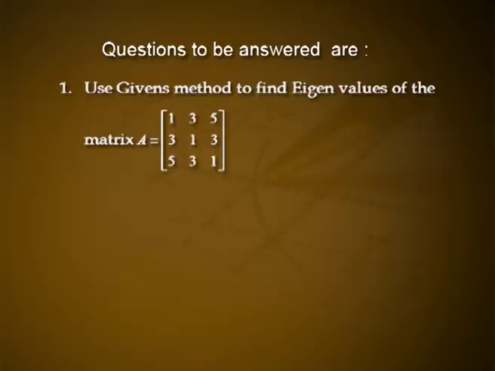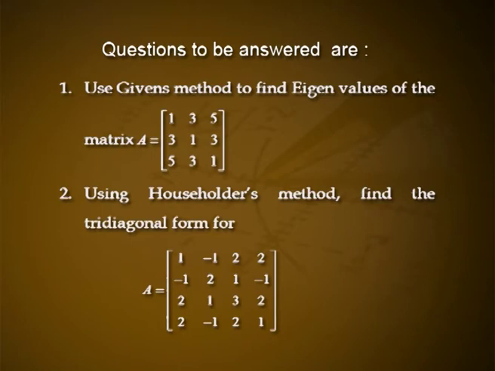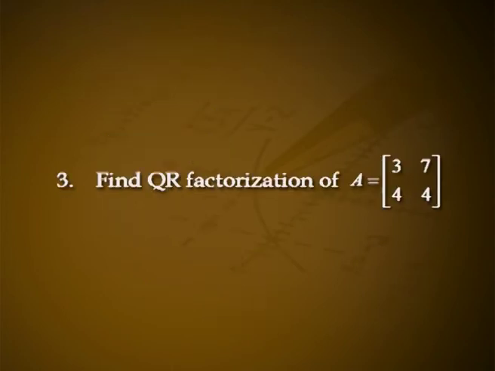Now please try to answer the following questions. Question 1. Use Given's method to find eigenvalues of the matrix A, where A is the matrix with rows 1, 3, 5, 3, 1, 3, 5, 3, 1. Number 2. Using Householder's method, find the tridiagonal form for the matrix A with rows 1, minus 1, 2, 2, minus 1, 2, 1, minus 1, 2, 1, 3, 2, 2, minus 1, 2, and 1. Question number 3. Find QR factorization of the matrix A with rows 3, 7, 4, 4.